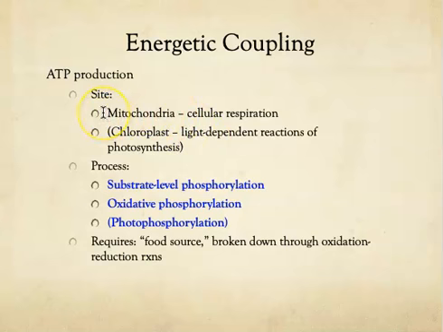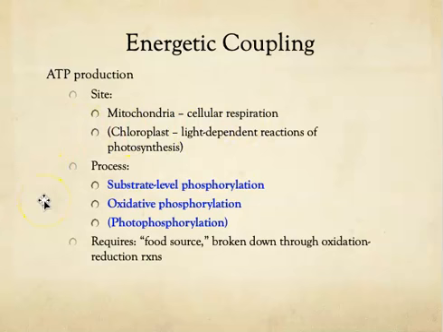So all cells, all eukaryotic cells, have mitochondria, whether they're plant cells or animal cells. And in those mitochondria, cellular respiration is going on, and ATP is being made for the energy needs of the cell.